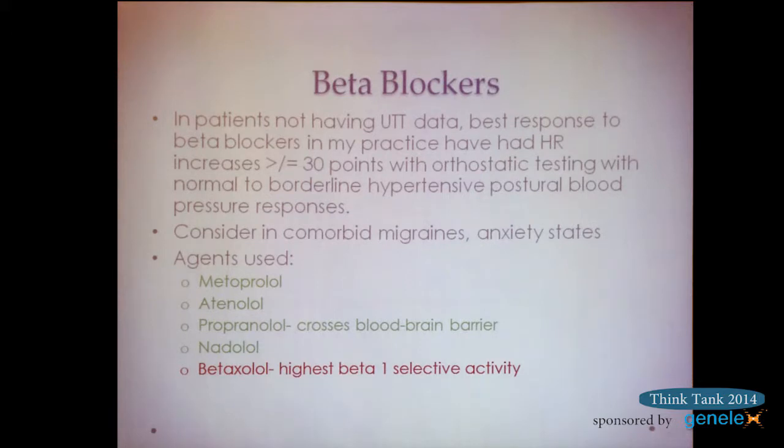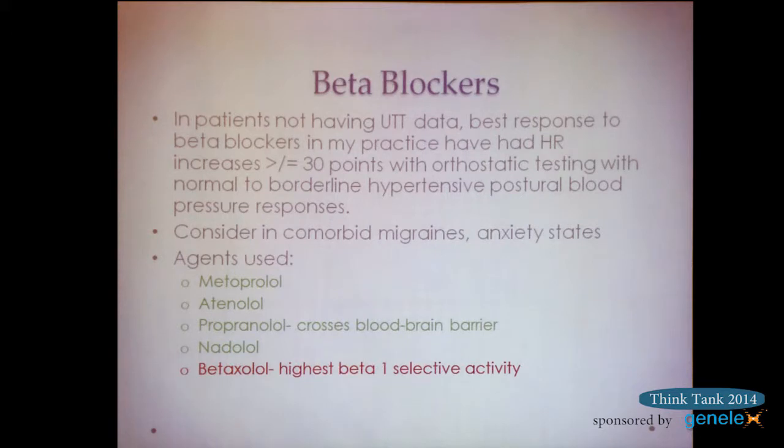Propranolol is interesting. This has been studied probably the most out of all of them. There's some theory that this would be very effective because it crosses the blood-brain barrier and affects central norepinephrine release. I haven't really felt that to be very well substantiated, and I haven't really had patients who have improved more on a propranolol regimen versus something a little bit more cardioselective or beta-1 selective.